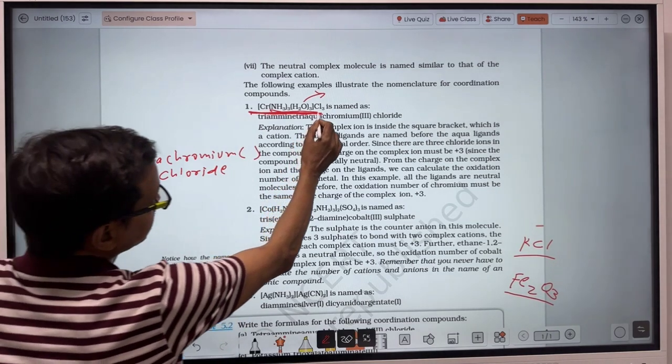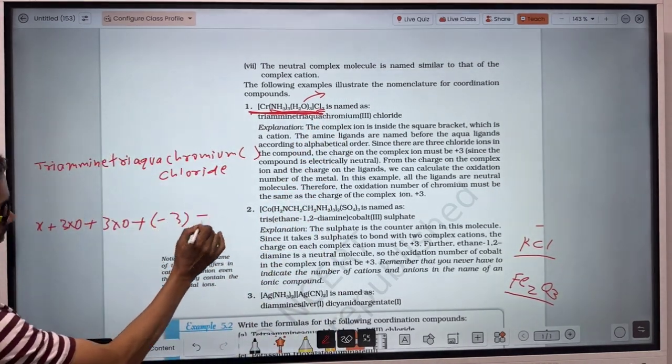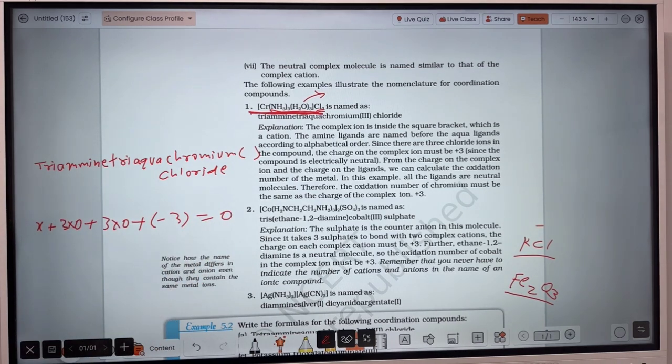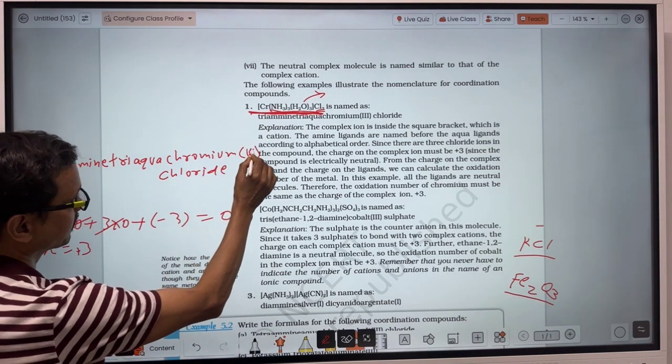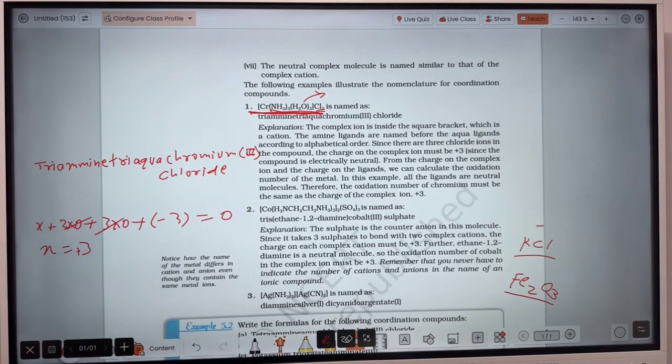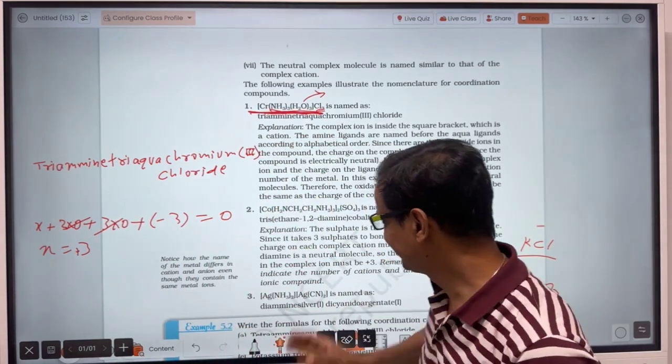Then chlorine here has a 3 negative charge, so minus 3. The whole will be 0. So x minus 3 equals 0, so x equals plus 3. Here we will have to write the oxidation number in Roman numerals, that is III. Not difficult. Let's see the second question.